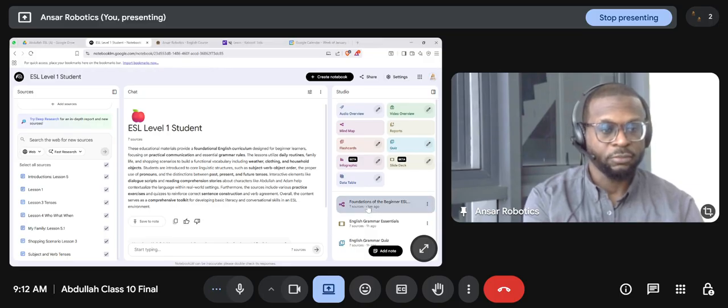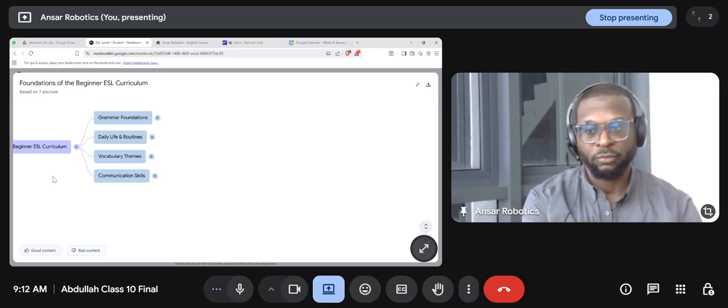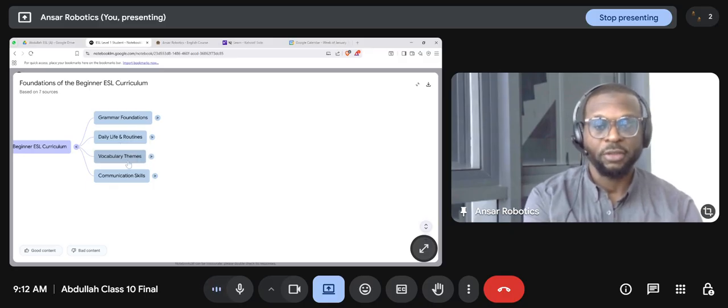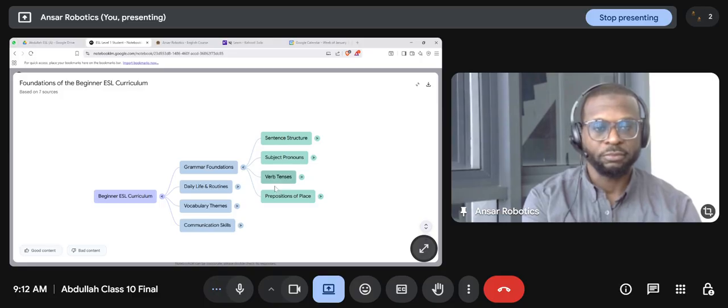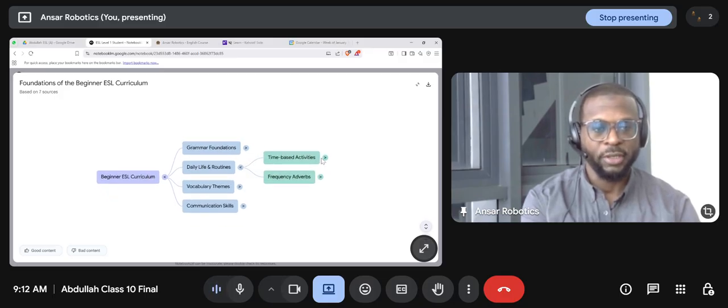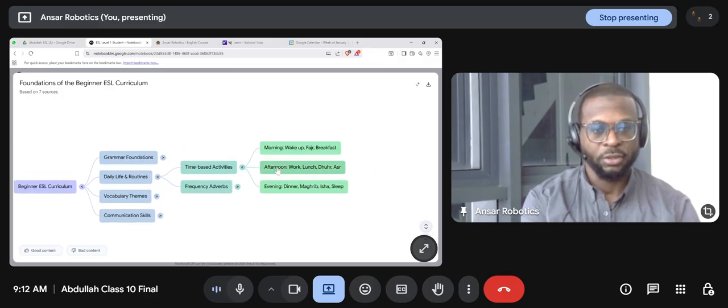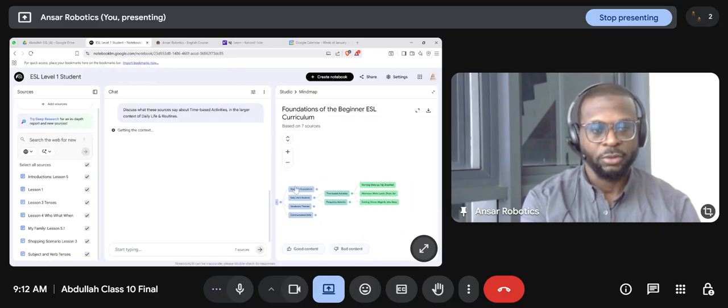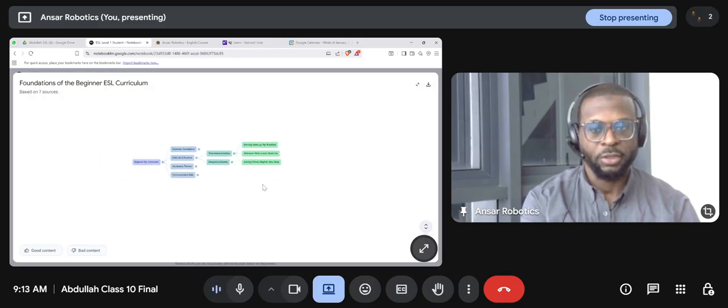So let's look at the mind map. This is what we've covered. The beginner ESL curriculum has main categories: grammar foundations, daily life routines, vocabulary and themes, and communication skills. Grammar foundations breaks down into subcategories: sentence structures, subject pronouns, verb tenses, prepositions of place. From daily life routines, we went over time-based activities, morning, afternoon, evening, for example.